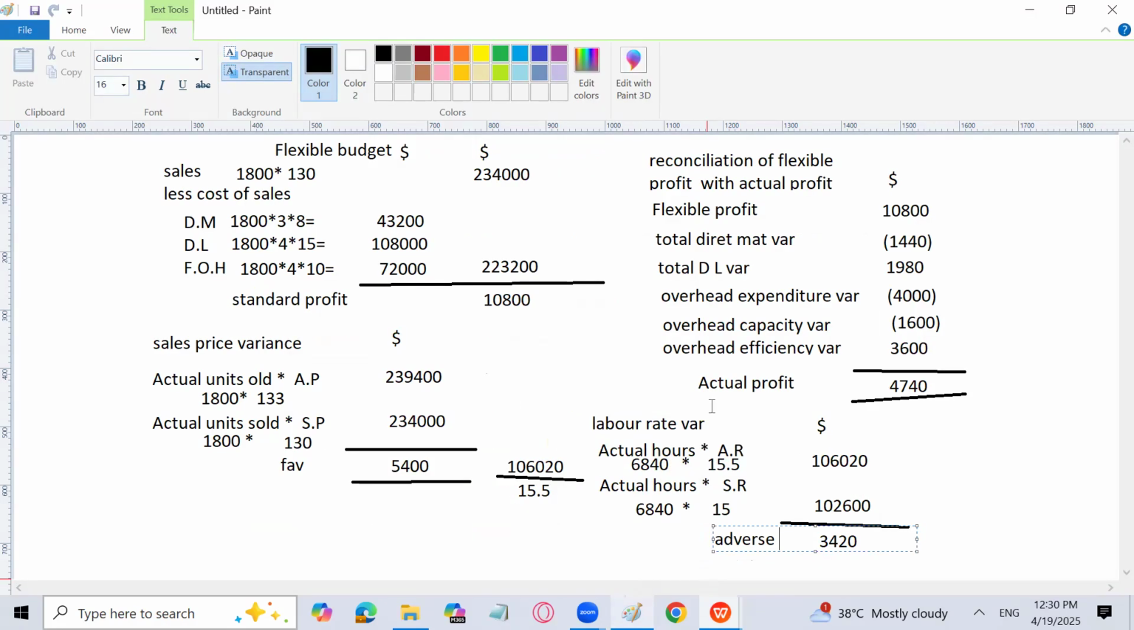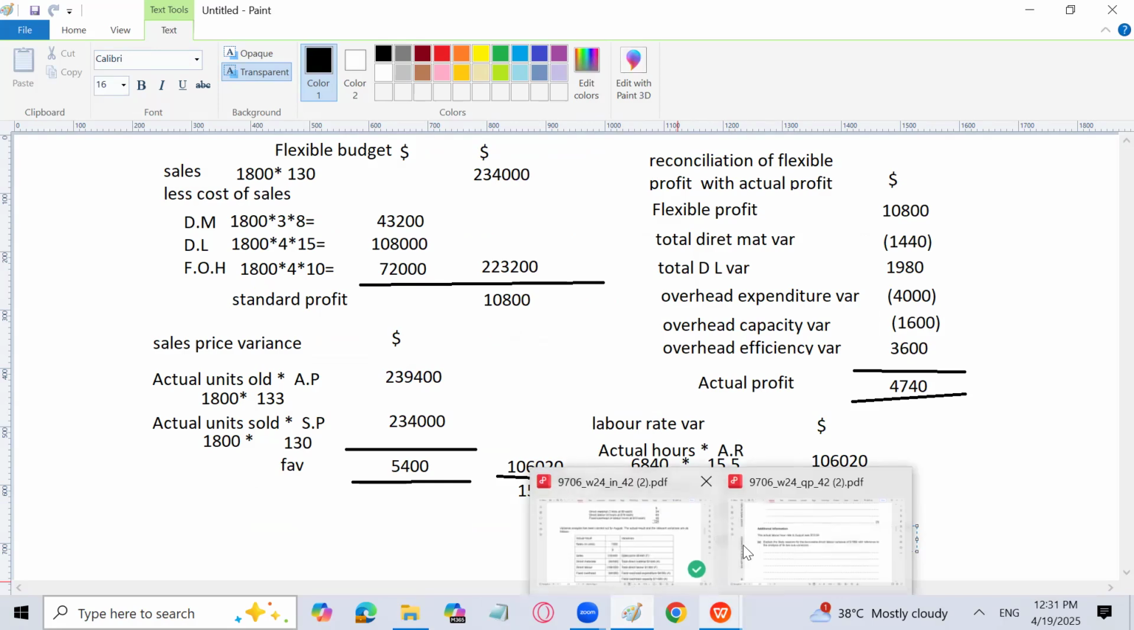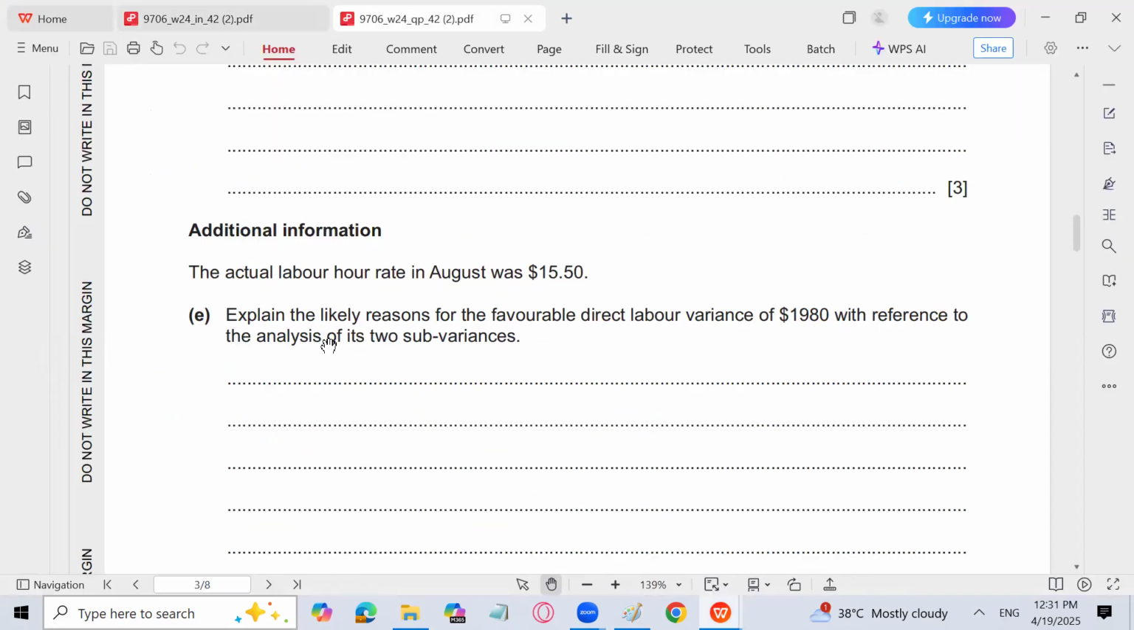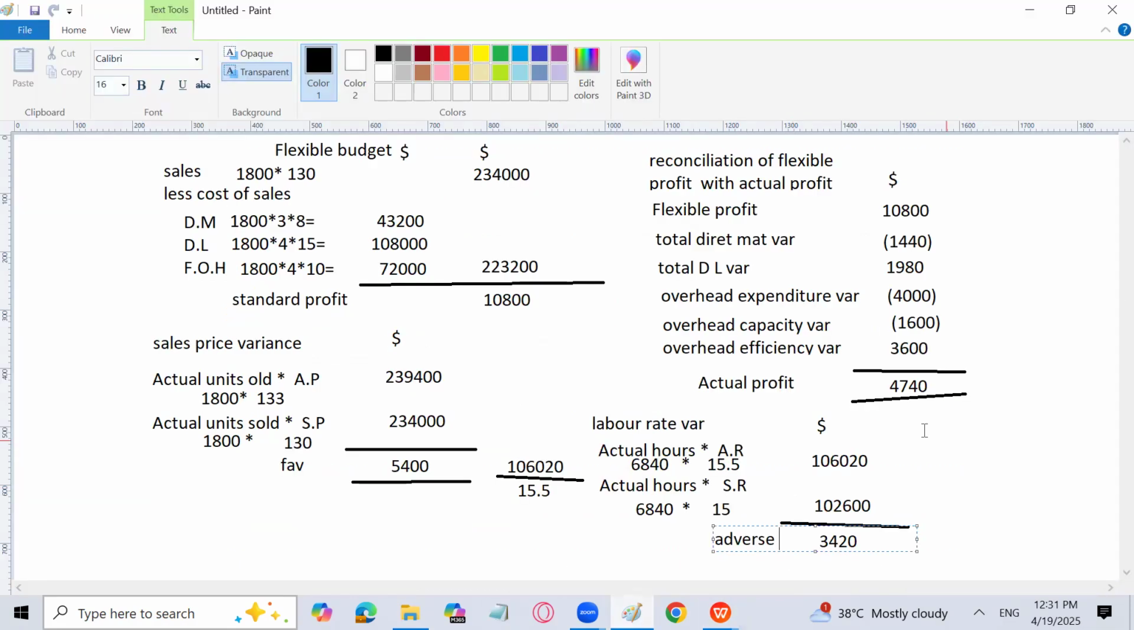Now, what is the question? Let me go for the question again. Explain the likely reason for the favorable direct labor balance of 1980 in the analysis. So it means that we have highly skilled labor, and the variance is adverse.